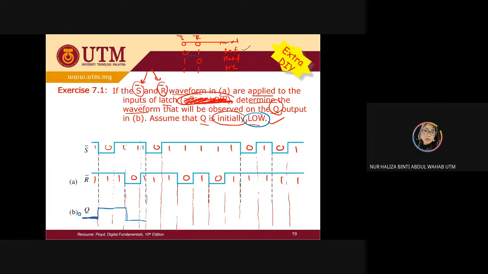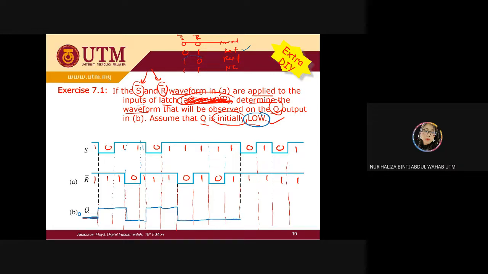0 and 1, it is set. So I set again. 1, 1, it is no change. 1, 0, 1, 0 is reset. 1, 1, no change. And this one is 1, 0 as a reset. Reset remains 0. And another one is 1, 1, which is no change. It remains to be 0.